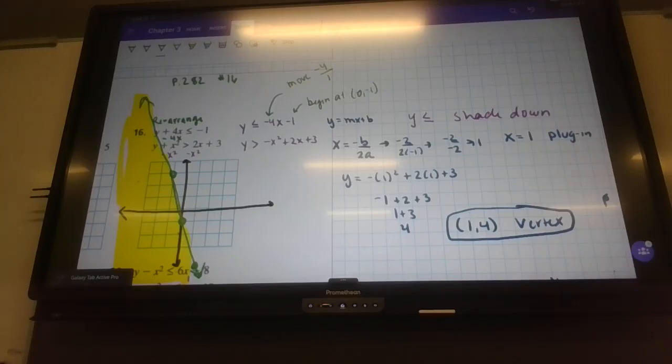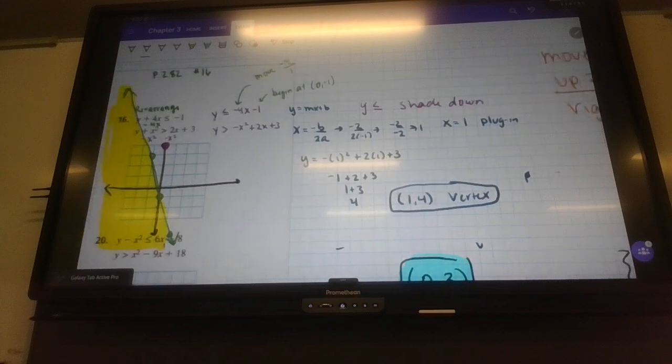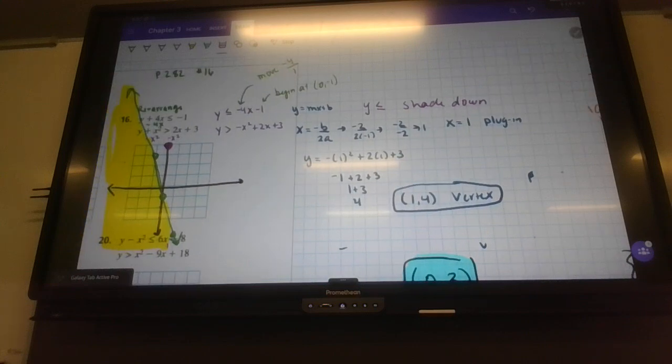All right, so it's our vertex, 1, 4. I'm gonna put my dot there. 1, 2, 3, 4. Okay. And now you have options. You could make a table. You could do a quickie little table to get your other ordered pairs. You would put your 1, 4 here, and then you would do 0, -1, 2, and 3 and plug in.